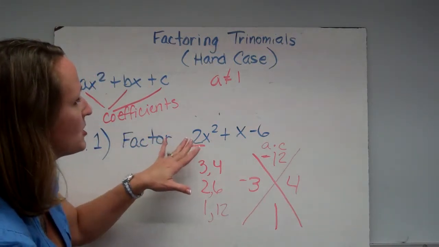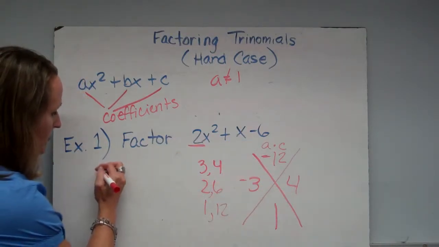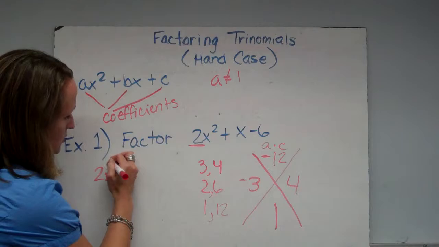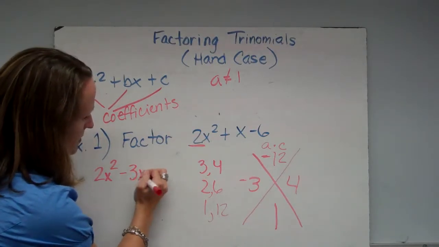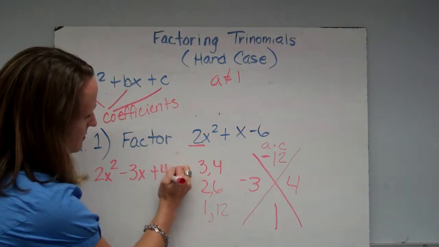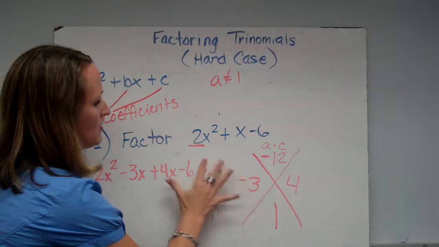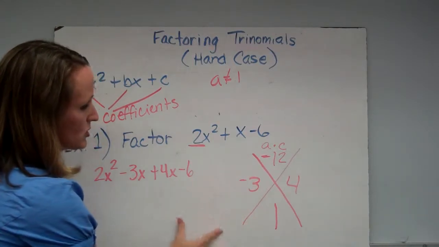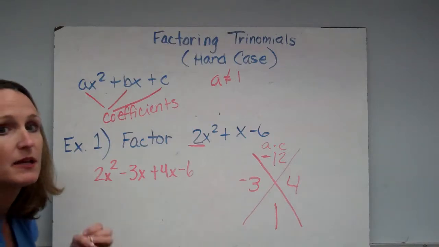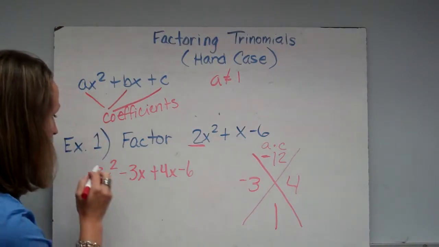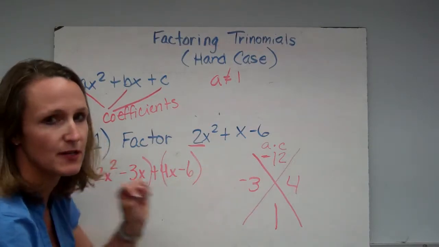Okay, so now what happens? I'm going to rewrite this expression using negative 3 and 4. So I'm going to rewrite it as 2x squared minus 3x plus 4x minus 6. And I can erase this part. And of course, you should recognize that writing it out like this is just an expanded form of this. Now, I want to look for my common factors. So I'm going to put parentheses around each of these.